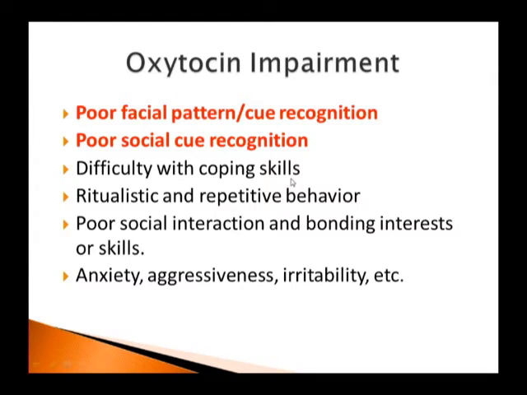Okay, so we know that an impairment in oxytocin, whether it is a lack of production or a binding problem at the receptor site, let's call it an oxytocin dysfunction, if you will, can manifest as poor facial pattern cue recognition and poor social cue recognition. Many other traits can be difficulty in coping skills, sometimes ritualistic and repetitive behavior, lack of bonding, and all of this can certainly manifest with anxiety, aggressiveness, and irritability.